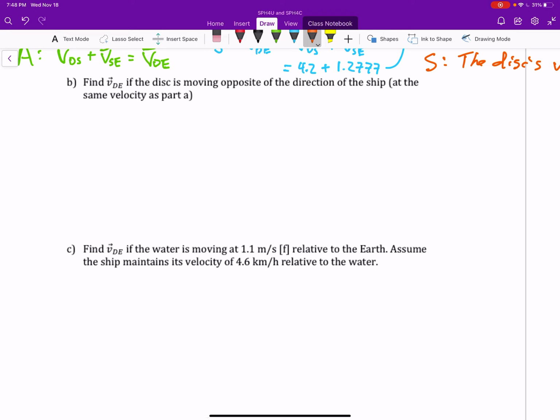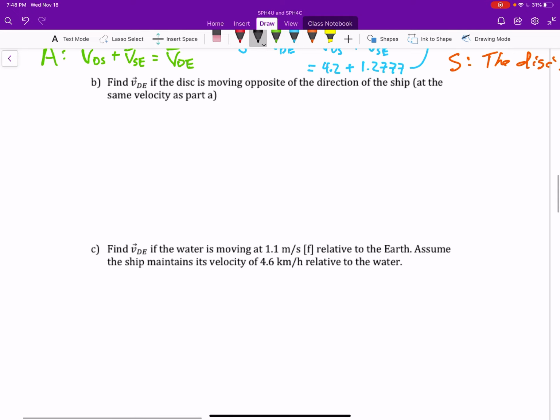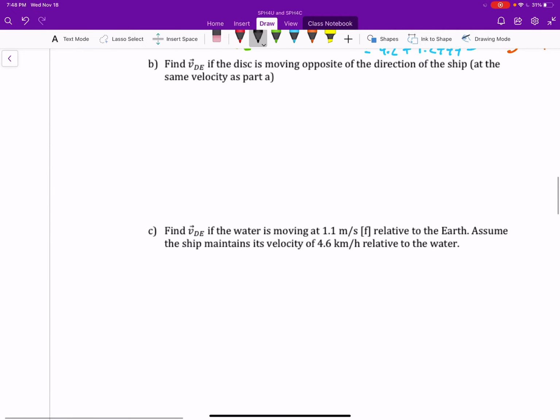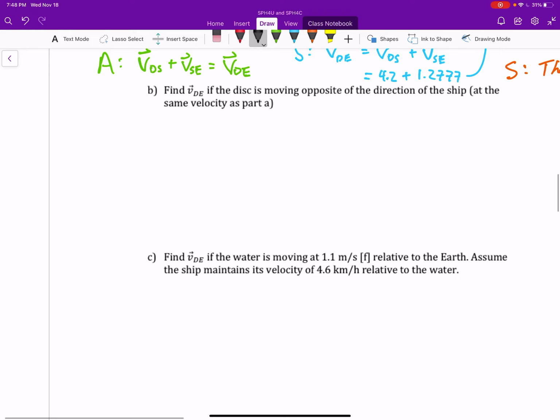Now, let's talk about finding the disk relative to the Earth. Excuse me, if the disk is moving opposite to the direction of the ship, but it's the same velocity as part A. So we're given a little bit of a different situation here. So let's draw our diagram again. In this situation, we're changing. The disk is now moving opposite to the direction, so the disk is moving backward now, right?